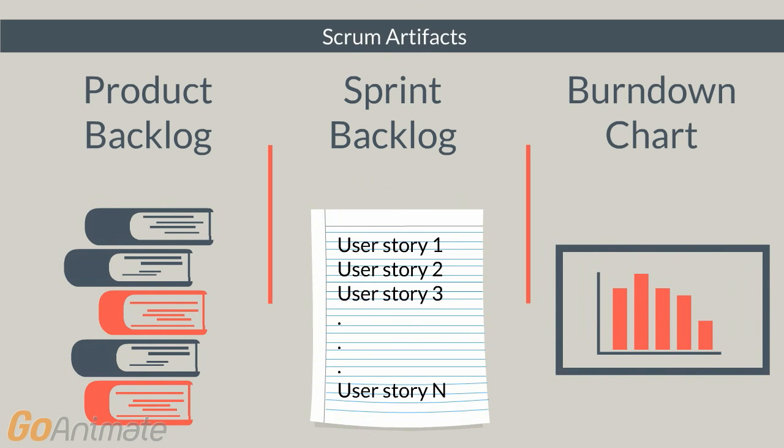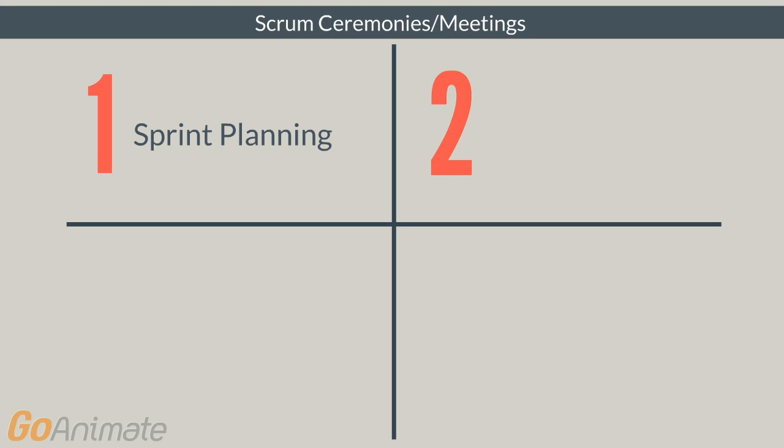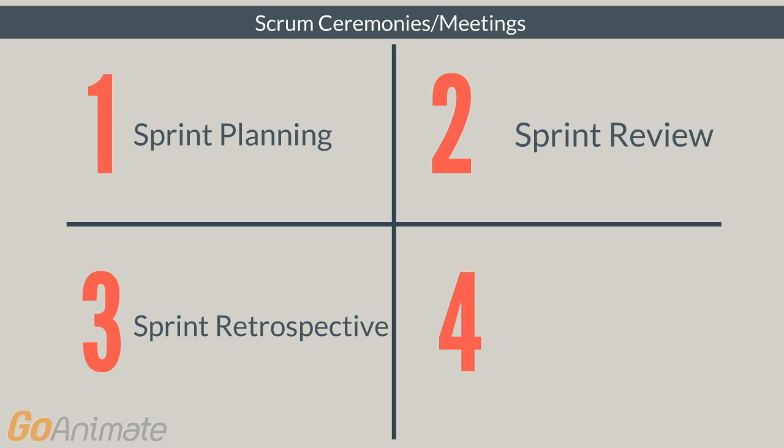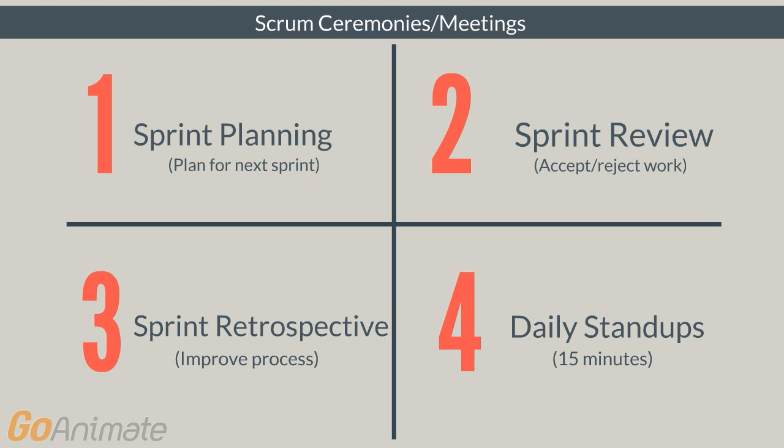Alright, let's move on to the Scrum meetings. And I'm sure by now you've noticed that we have already mentioned 2 of them, the sprint planning meeting and the daily stand-ups. Scrum has 4 types of meetings. They are called Scrum Ceremonies. First, the sprint planning meeting, and this comes at the beginning of each sprint to plan for this specific sprint and create the sprint backlog. Then comes the sprint review meeting that occurs at the end of each sprint to demonstrate the completed parts to the product owner to accept or reject the work.